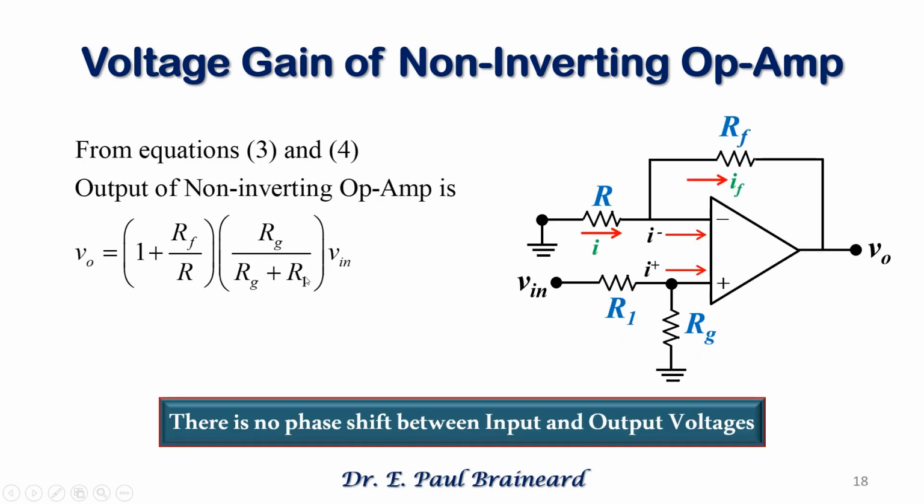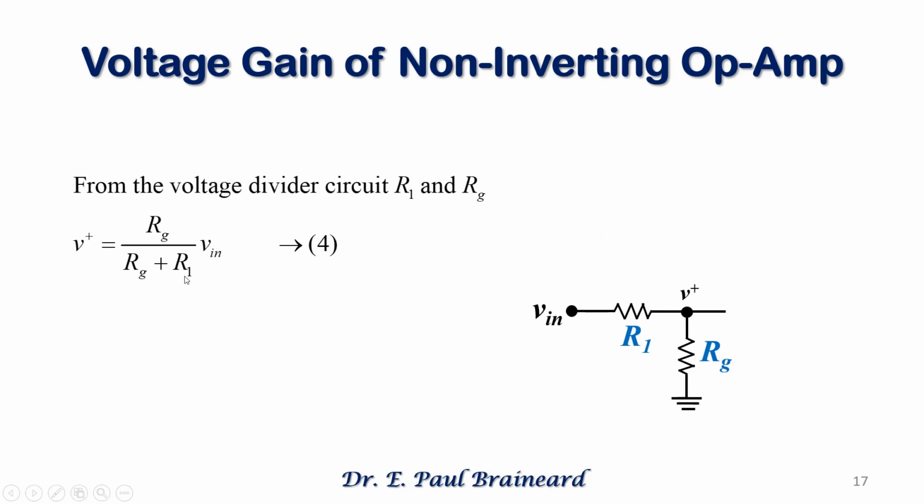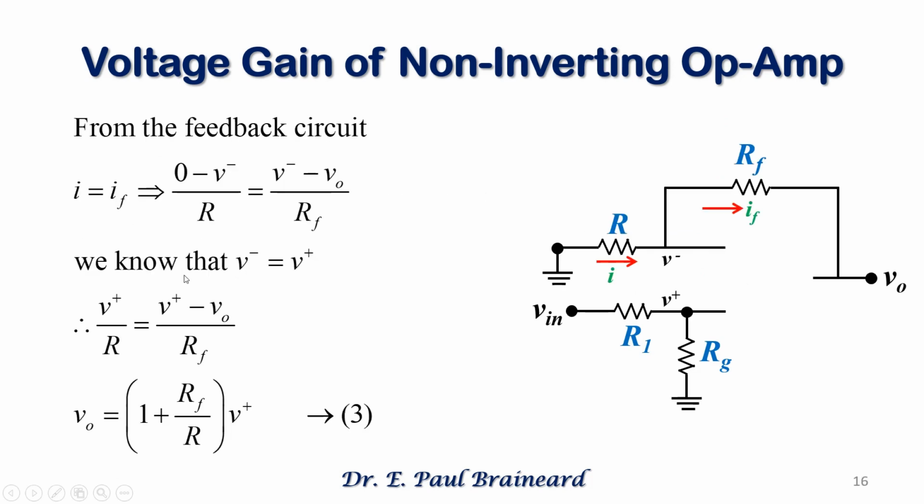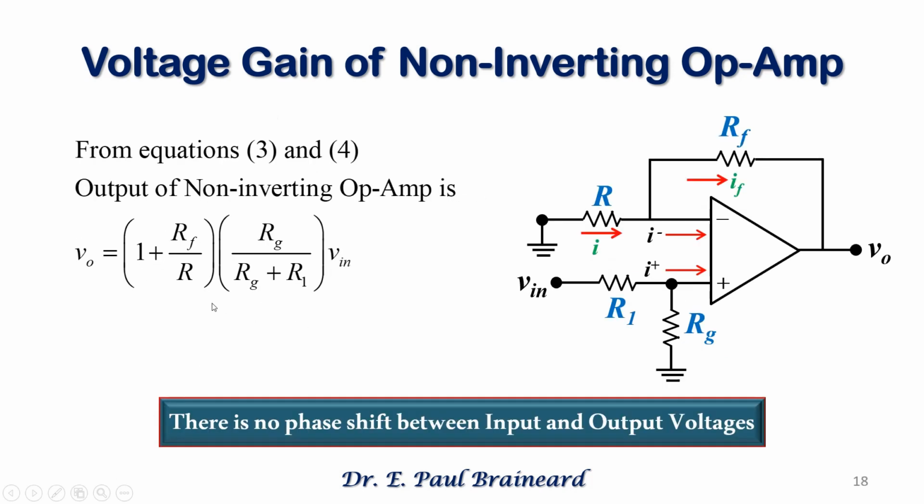Clubbing both these expressions, the final expression for the output voltage of a non-inverting operational amplifier is 1 plus R_F by R into Rg by Rg plus R1 into V in. This expression and this expression put together give you this expression. As said earlier, there is no phase shift between input and output voltages.